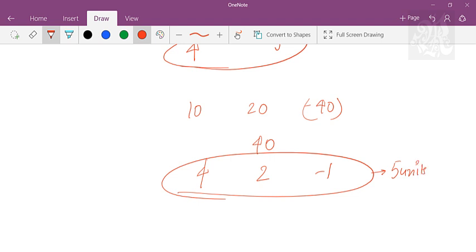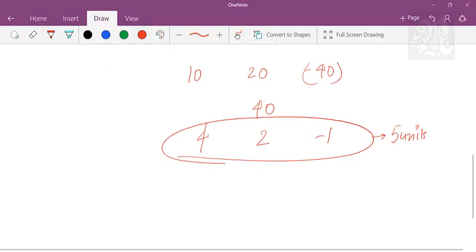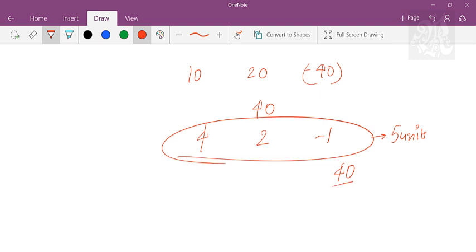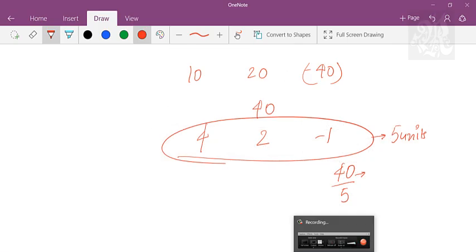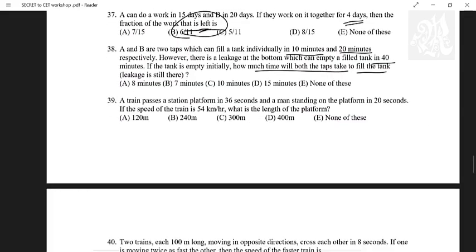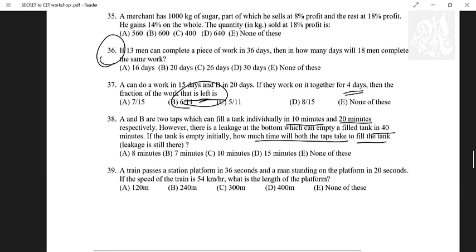So the question is, if the tank is empty, how much time will the taps take to fill the tank, with the leakage still there? Now, have a look at this. You have to complete 40 units, and that is divided by 5. Every minute, basically, because it's 10 minutes, 20 minutes, and 40 minutes. So precisely, they'll take 40 by 5 minutes, which is nothing but 8 minutes. And that's the answer, 8 minutes. Alright, now let's move on. This is like negative work, working together, and the MD concept.